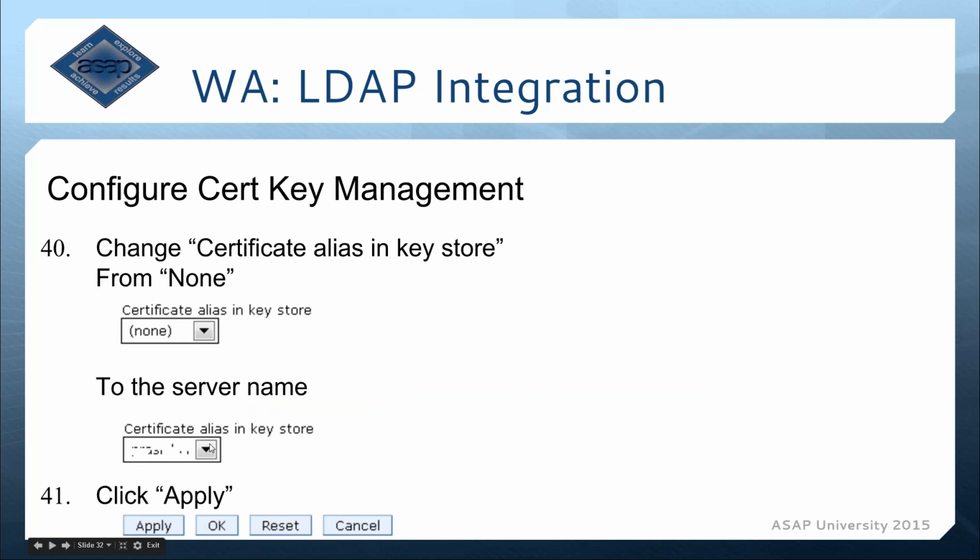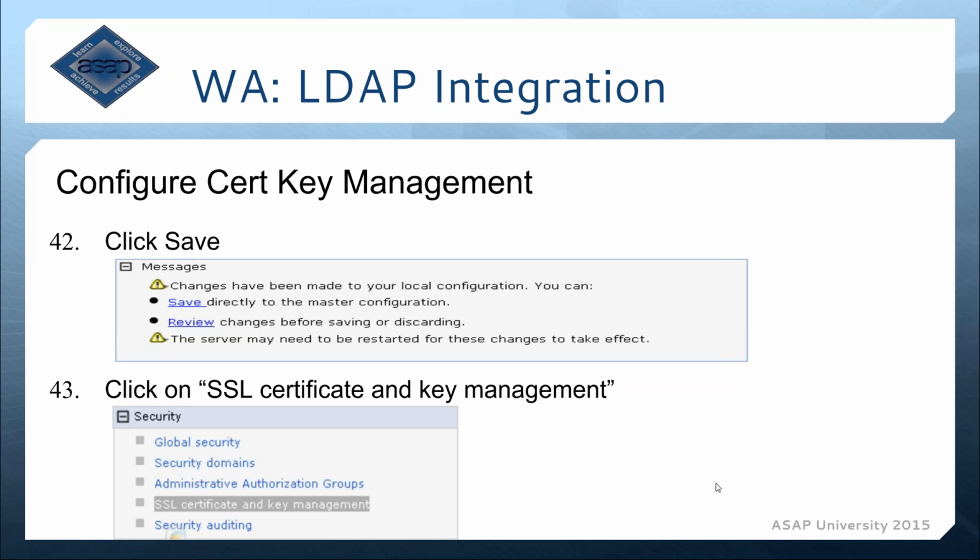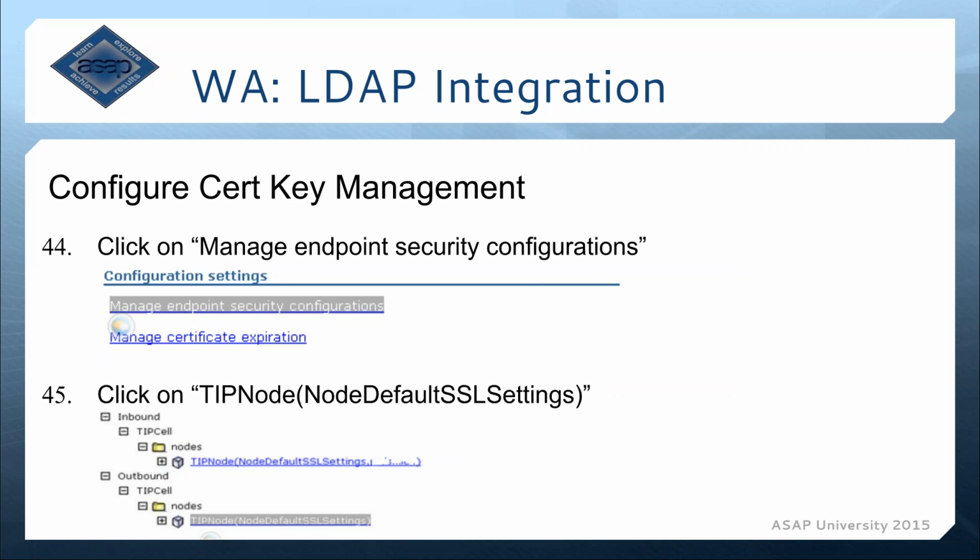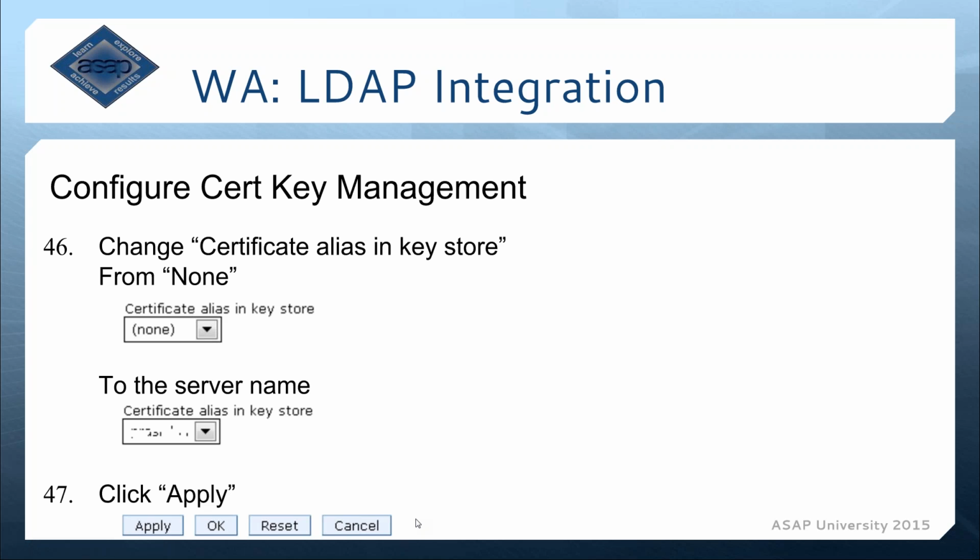You actually want to set it to the alias that you have set up for your server certificate for your WebSphere server. And then click Apply, and then Save. And then you'll go back into your certificate and key management environment, and then do your outbound connection. And do the same thing, change the certificate alias from none to your server certificate alias that you have set up for your certificate.